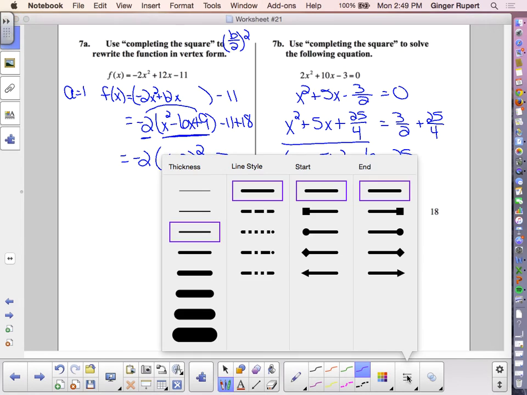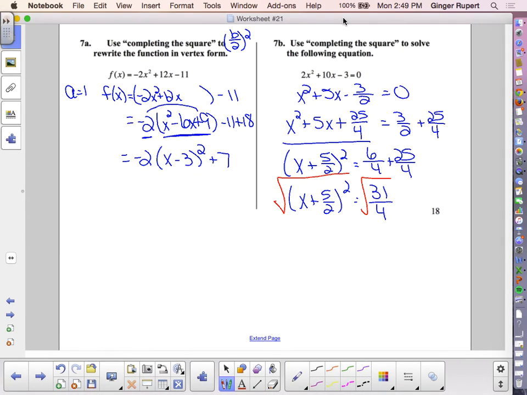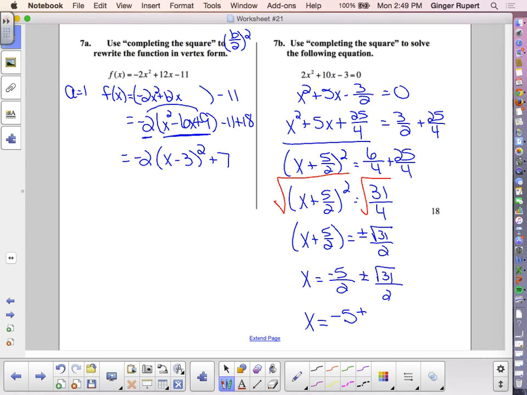When you do that, you will have a binomial on the left. x plus 5 halves is equal to plus or minus the square root of 31 over 2. Subtract the 5/2 from both sides. And you can rewrite that as one fraction. x is equal to negative 5 plus or minus the square root of 31 over 2.